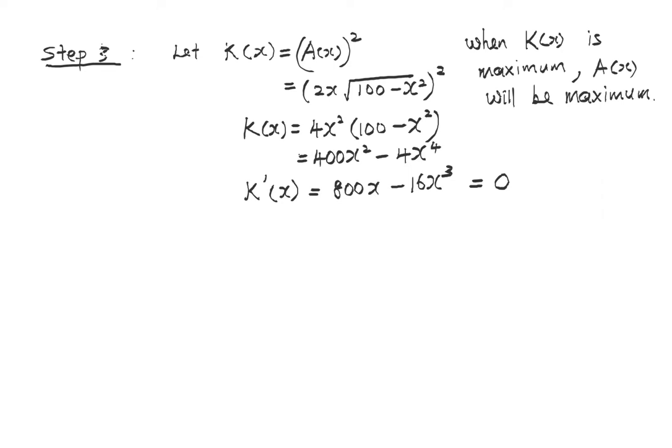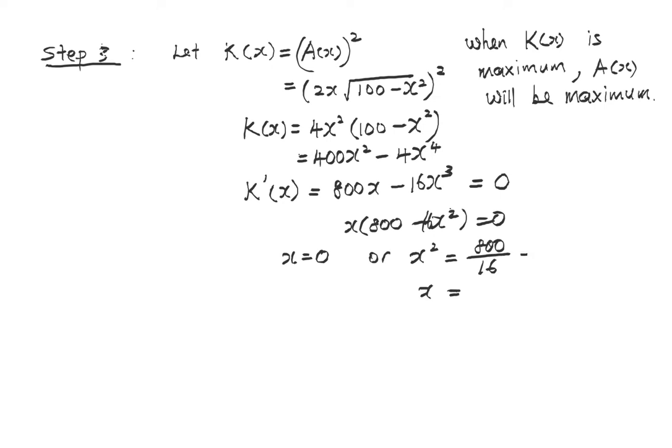So that will be x times (800 minus 16x squared) equal to 0. So x equal to 0 or x squared equal to 800 over 16. Yeah. So x will be equal to, 800, 100 over 2, 50. Square root of 50, because x must be greater than 0.